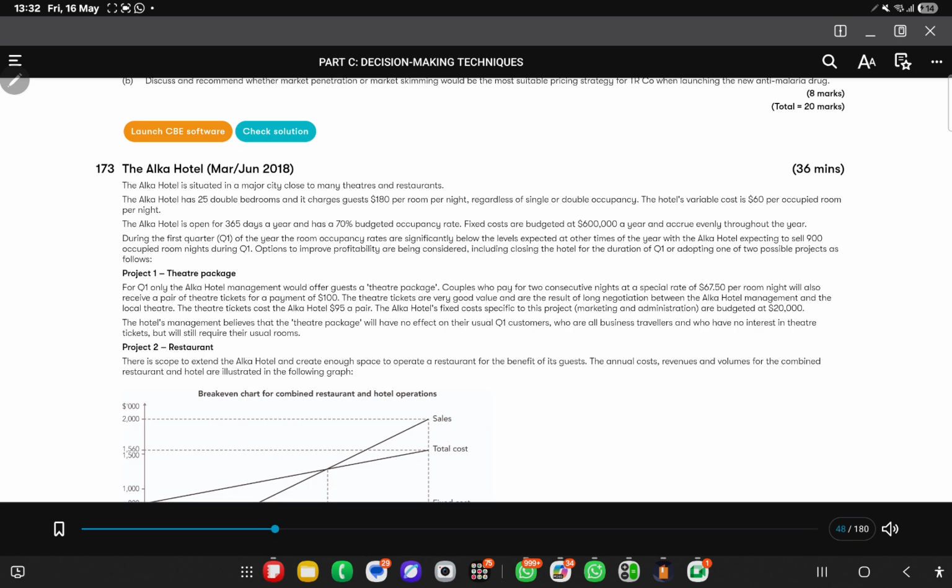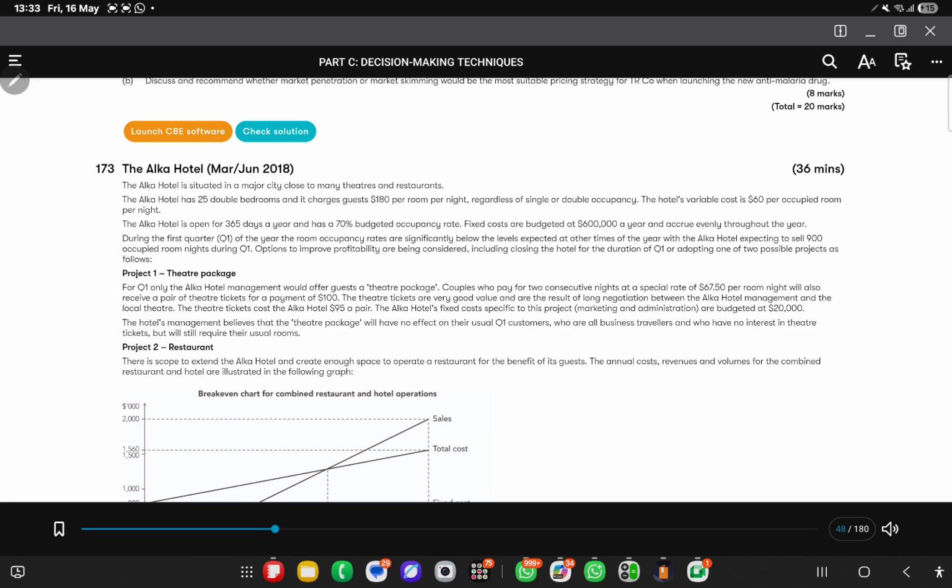So, if we go to the question, it says that the ACCA Hotel is situated in a major city close to many theatres and restaurants. The ACCA Hotel has 25 double bedrooms and it charges guests $180 per room per night, regardless of single or double occupancy. The hotel's variable cost is $60 per occupied room per night. The ACCA Hotel is open for 365 days a year and has a 70% budgeted occupancy rate. Fixed costs are budgeted to be $600,000 a year and accrue evenly throughout the year.